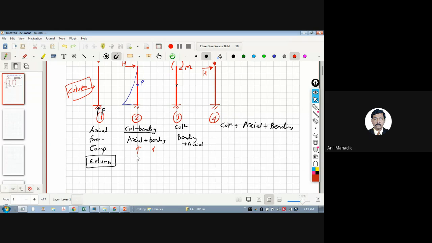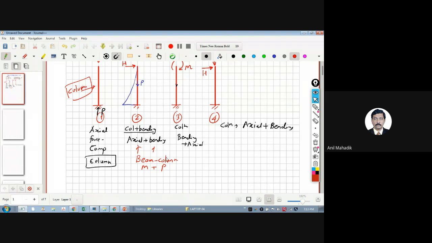Generally in steel structures, we call it a beam column. So it is a combination of beam and column both. That's why we call this a beam column. So the behavior is beam column. Beam column means it carries bending and it carries axial force also. So these are the terms generally used in steel structures: beam, column, and beam column.